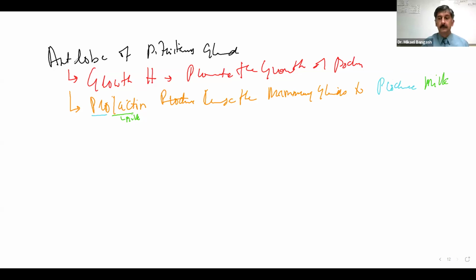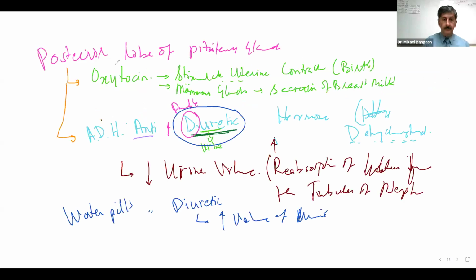So the production of milk by the mammary glands is due to the hormone prolactin, produced by the anterior lobe of the pituitary gland. Whereas the secretion of milk is due to oxytocin, which is a hormone produced by the posterior lobe of the pituitary gland.